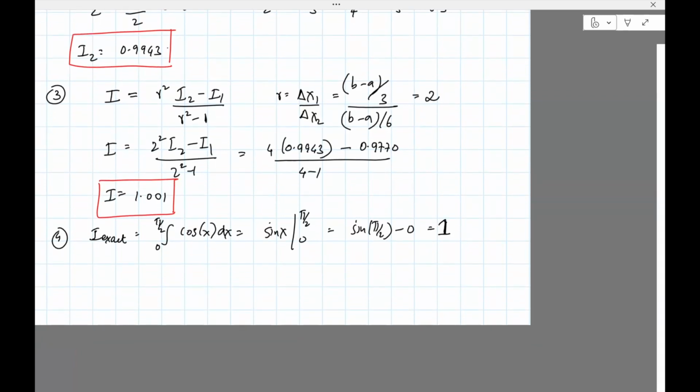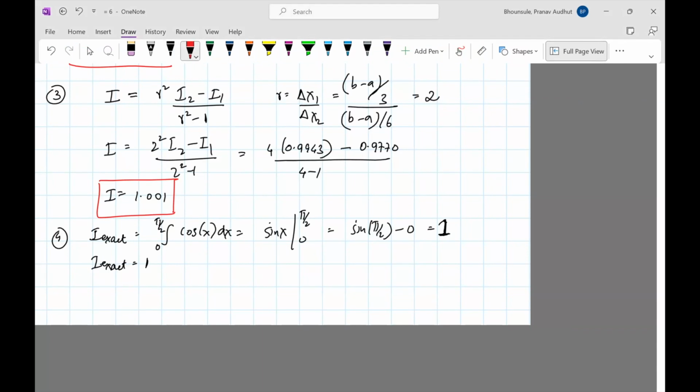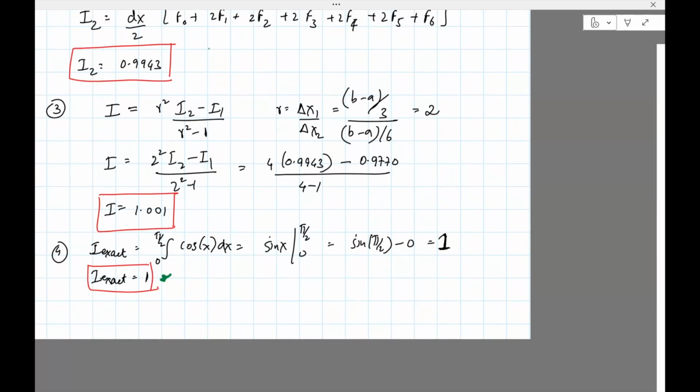So I exact is 1. Okay, so you can see that this is the exact value. Look how close it is to the value obtained from Richardson extrapolation. It's off by the third decimal place. This one is slightly off. It's not way off, it's slightly off. Like it's 0.9943 versus 1. So it's about 0.006 or something off. But this is clearly better than I2 or even I1. So without doing extra calculations, you can get a better approximation.